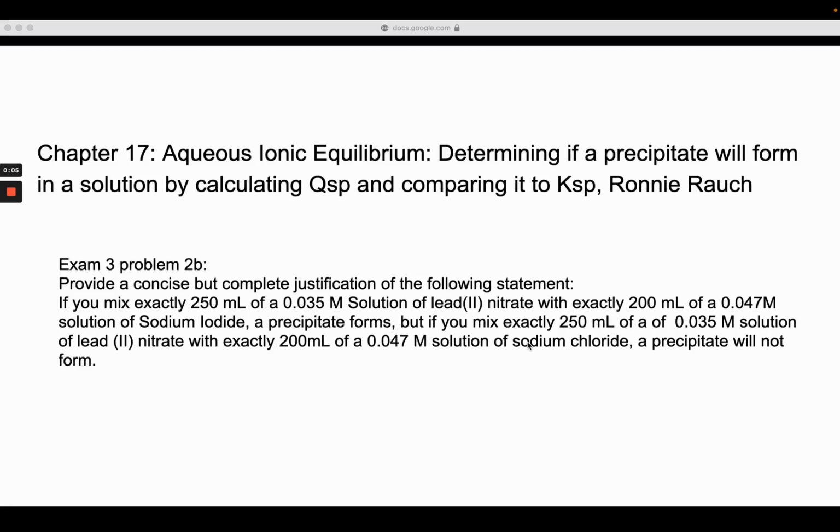Exam 3, Problem 2b. Provide a concise but complete justification for the following statement. If you mix exactly 250 milliliters of a 0.035 molar solution of lead 2 nitrate with exactly 200 milliliters of a 0.047 molar solution of sodium iodide, a precipitate forms. But if you mix exactly 250 milliliters of a 0.035 molar solution of lead 2 nitrate with exactly 200 milliliters of a 0.047 molar solution of sodium chloride, a precipitate will not form.